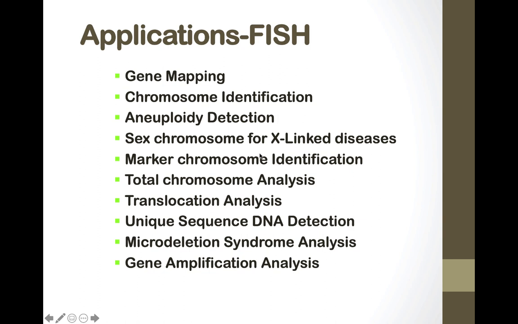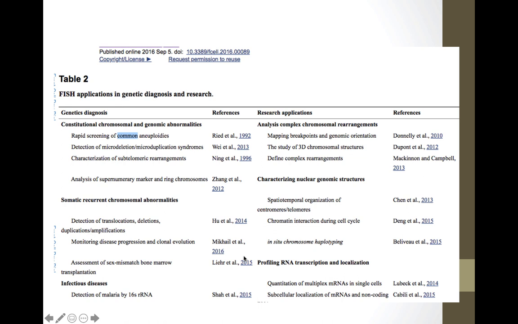Applications of FISH: gene mapping, chromosome identification, aneuploidy detection, sex chromosomes for X-linked diseases, marker chromosome identification, total chromosome analysis, translocation, unique sequence DNA detection, gene amplification. So these are a lot of FISH applications in genetic diagnosis and research. Infectious diseases, malaria, somatic recurrent chromosome detection of translocations, rapid screening of common aneuploidies, and so on.